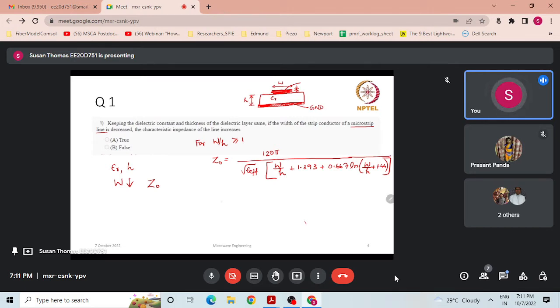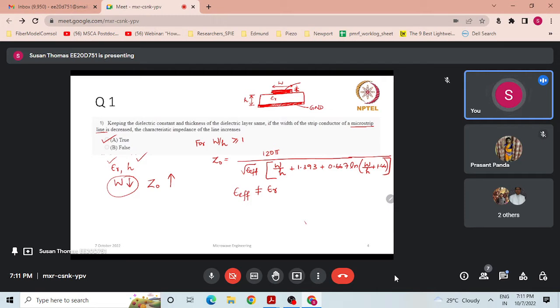And you know that epsilon effective is not equal to epsilon R. It is an effective dielectric constant. If you go into the details, you will get the equation for that as well. So from this, it's clear that as the width of the strip is decreased, keeping epsilon R and H constant, Z0 is definitely going to increase. So the statement here is true.